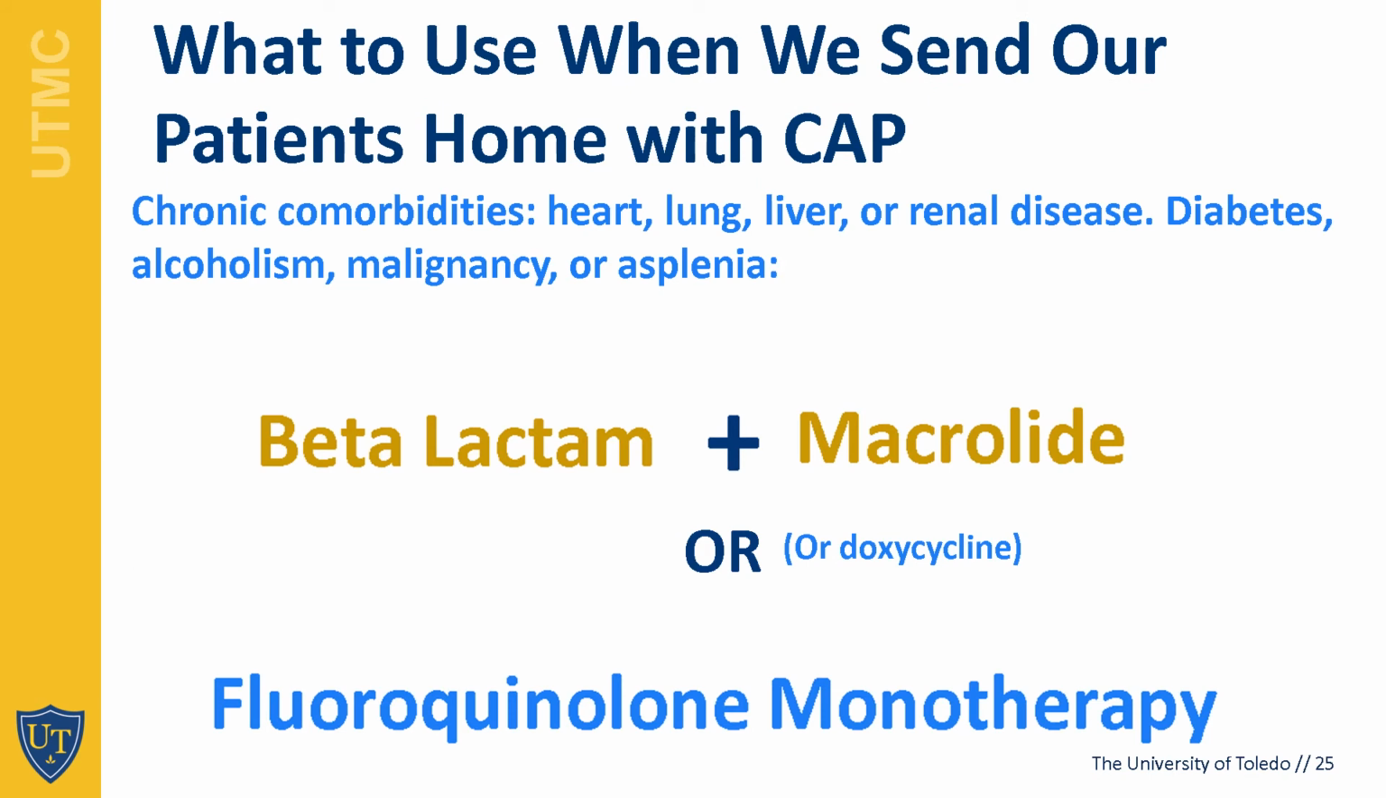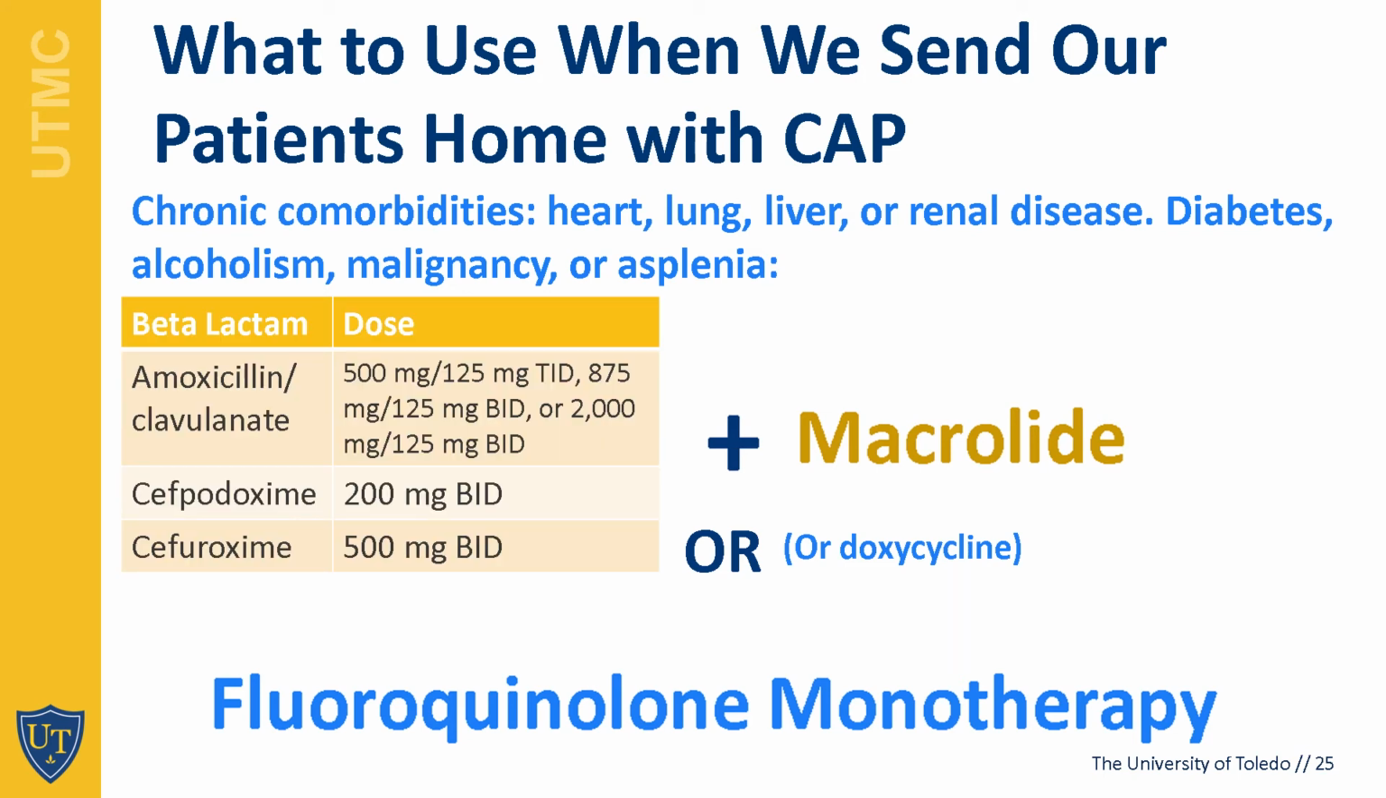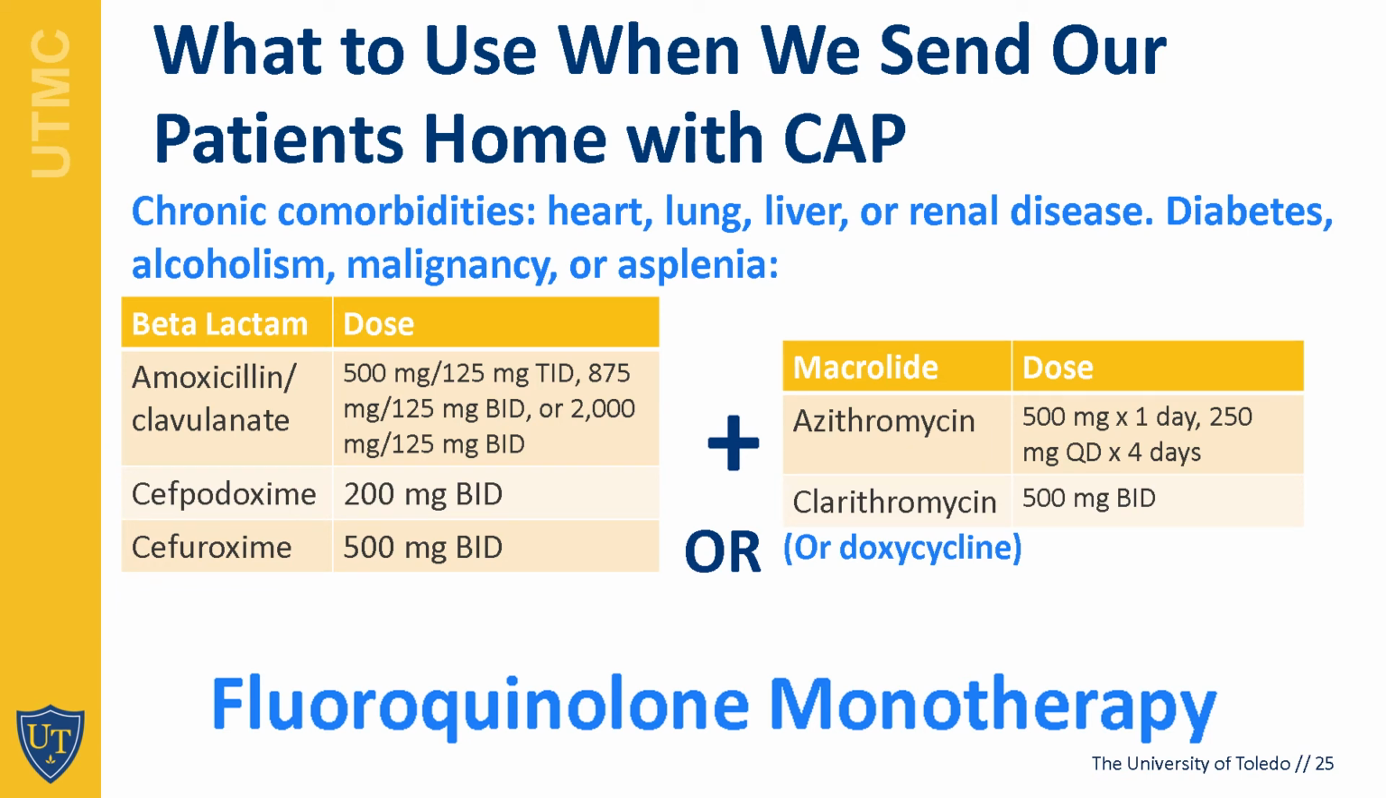If patients have a chronic comorbidity such as heart, lung, liver, renal disease, diabetes, alcoholism, malignancy, or asplenia, then we're going to have Augmentin instead of just the amoxicillin by itself. And in this case, macrolide monotherapy is not an option. So we can choose either of these options. Again, if the patient has a macrolide allergy, we can use doxycycline.